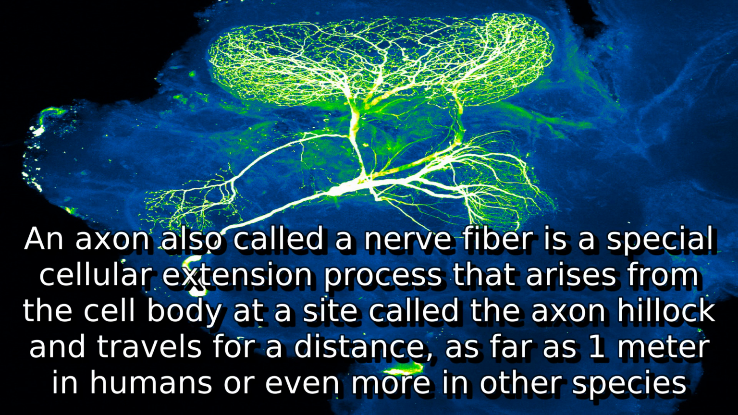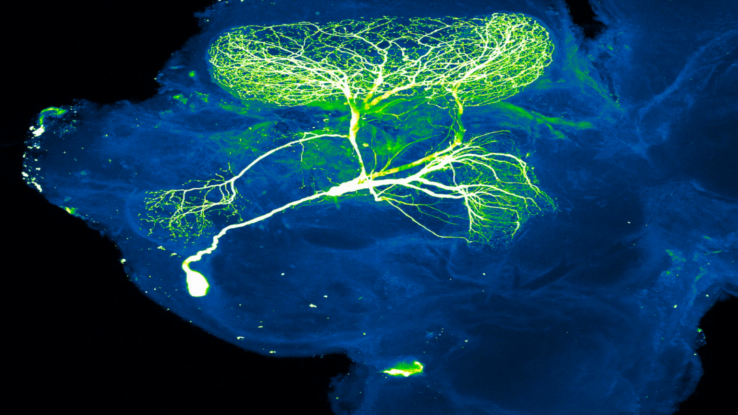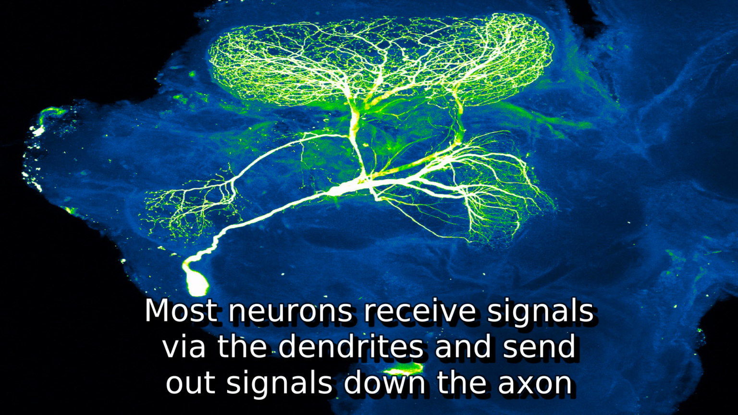An axon, also called a nerve fiber, is a special cellular extension process that arises from the cell body at a site called the axon hillock and travels for a distance as far as 1 meter in humans or even more in other species. Most neurons receive signals via the dendrites and send out signals down the axon.